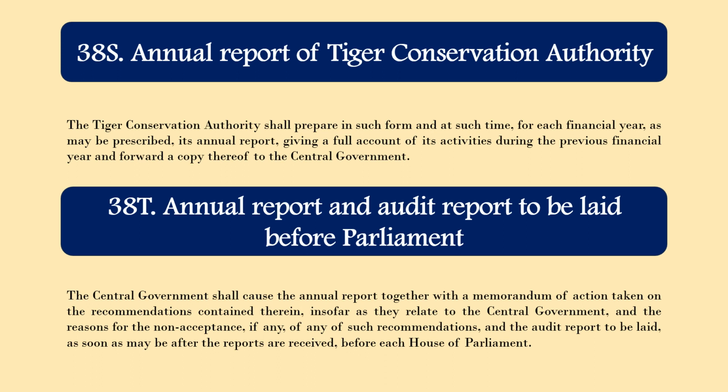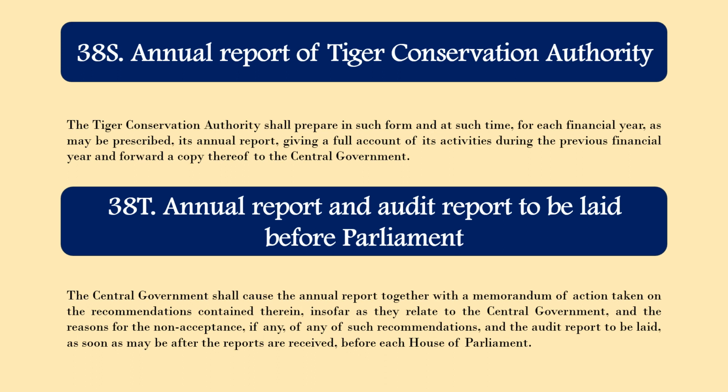Now, section 38S talks about the annual report of Tiger Conservation Authority, and it says that they have to prepare the annual report in such a way and in such a time that for each financial year, its annual report gives a full account of the activities done in the previous financial year, and they have to forward a copy to the central government.